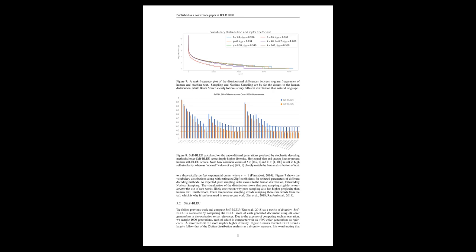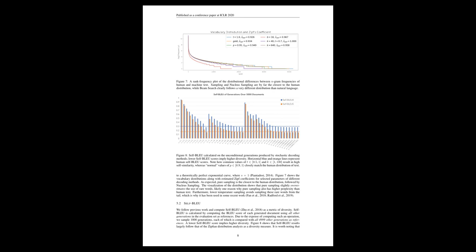Different parameters for T, K, and P are listed, which likely relate to thresholds and values used in the different text generation methods. Figure 8 discusses self-BLEU, a metric used to measure the diversity of text generated by stochastic decoding methods that incorporate randomness. Self-BLEU is calculated by comparing each generated document with a set of other generated documents, where a lower self-BLEU score indicates greater diversity.